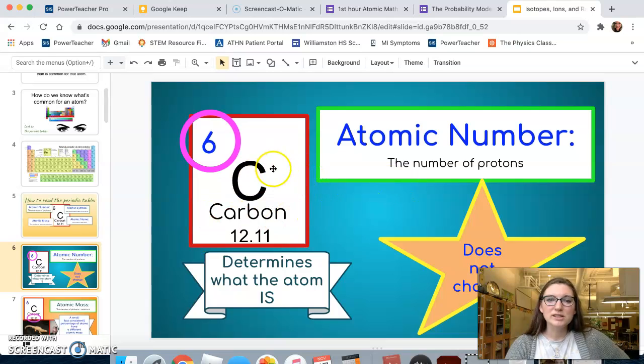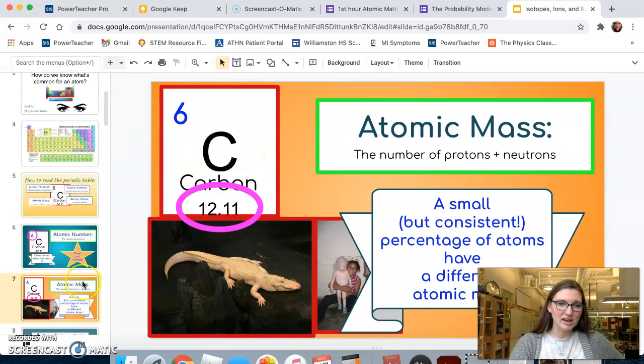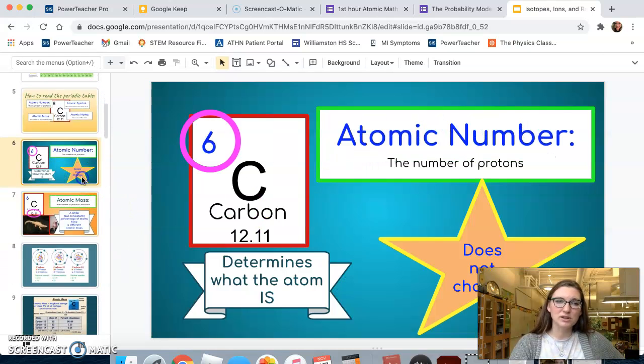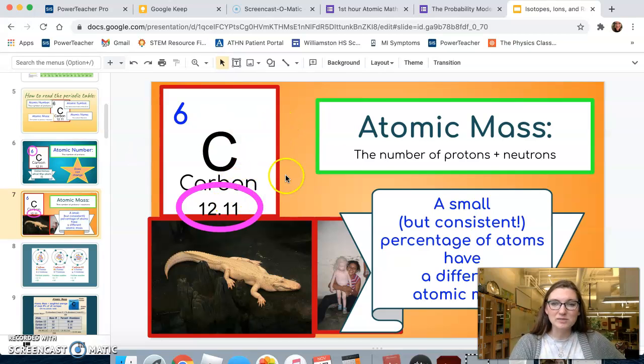So the atomic number determines what the atom is. Carbon is carbon because it has 6 protons, and that does not change. If it were to lose a proton in the course of radiation or whatever, it would become something different. It would become a different atom. The atomic mass is the number of protons plus neutrons.